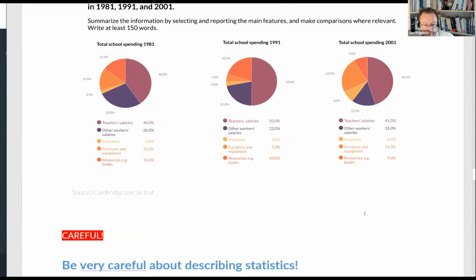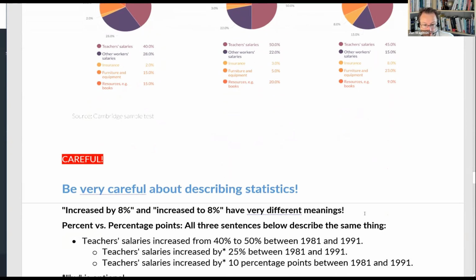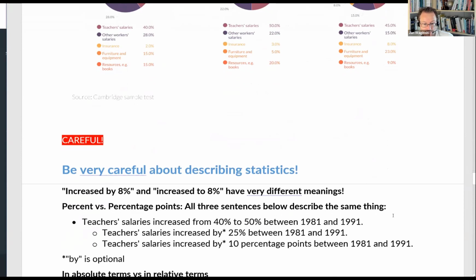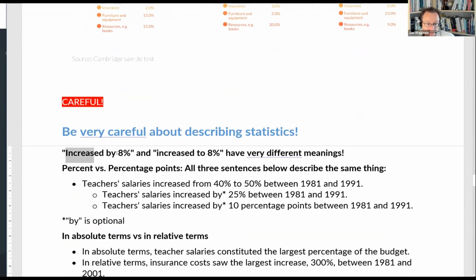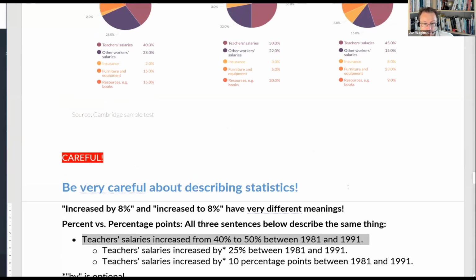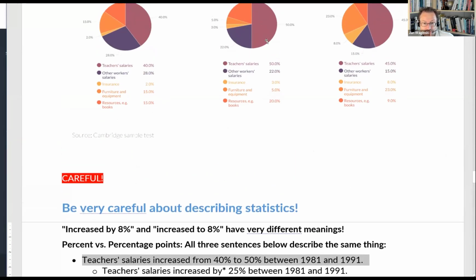So there's a couple of pointers. I just want to talk about some areas where people make a lot of mistakes on this one. Increased by 8% and increased to 8% have very different meanings. So we have to talk very briefly about percent versus percentage point. All three sentences below describe the same thing. Teacher salaries increased from 40 to 50% between 1981 and 1991. So that's this thing, from 40% to 50%.